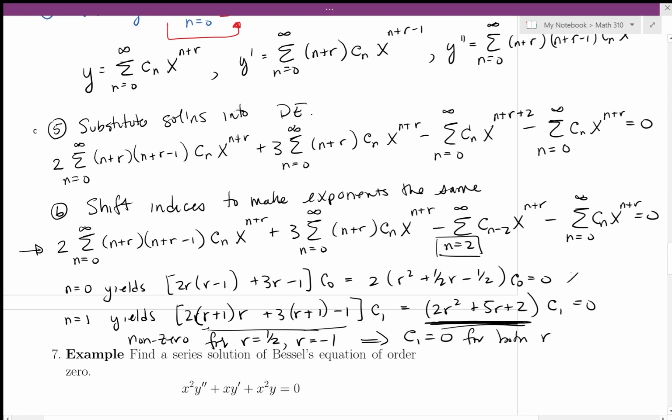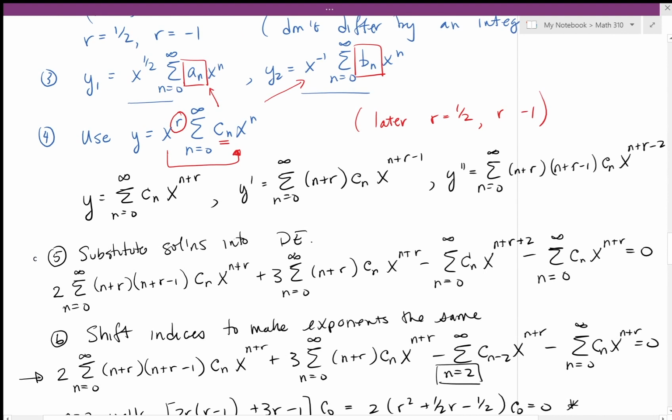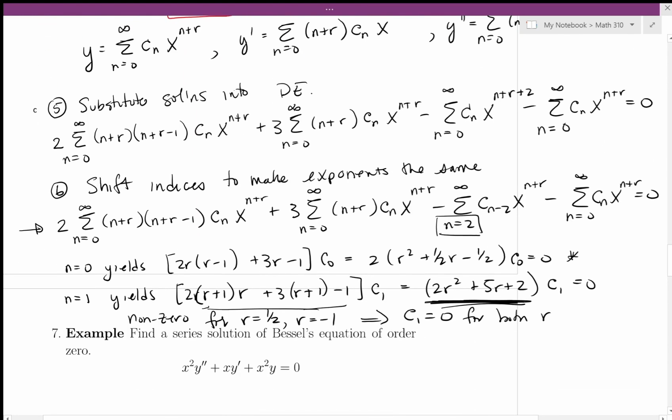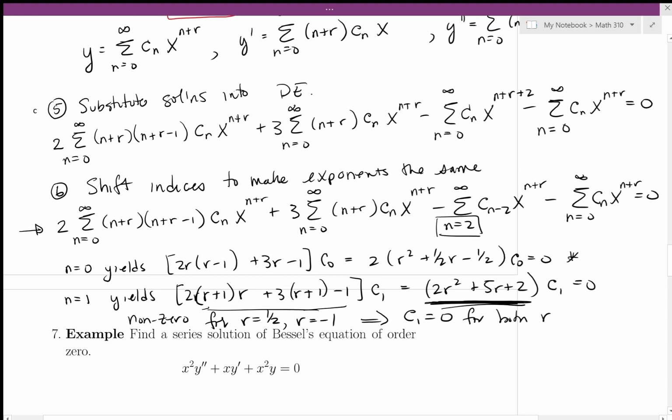Okay, I can't do that with this one. But I did get some information now. I know that for both of my series solutions up here that I'm proposing, A1 and B1 are 0 because I know that C1 is 0 for both r. So I've figured out one coefficient in my infinite power series.